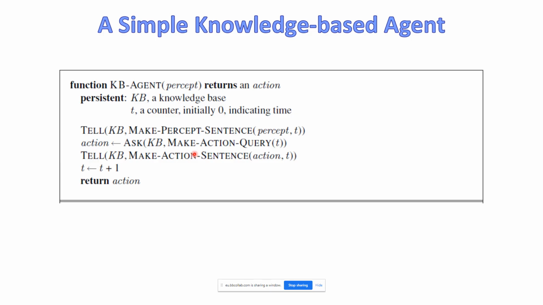Of course this is a very abstract way. We'll talk about details later, but in the first step we add what we sensed from the environment to the knowledge base. The second step is to ask the knowledge base what to do now. Then we'll tell the knowledge base that we will do that now. So we'll have to create a sentence for making an action, given the action and the time, so that we are doing that action at that time. We add it to the knowledge base, and then we increment the time. Finally we will return the action that we made.